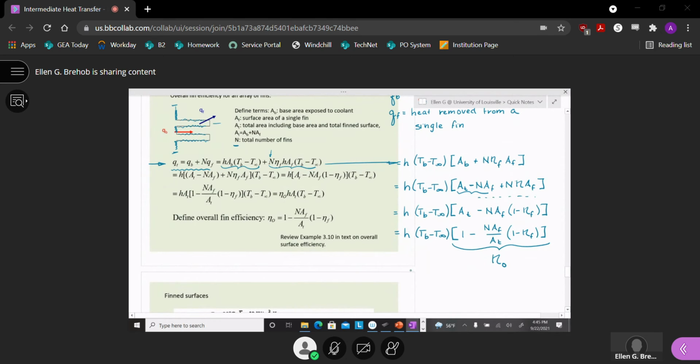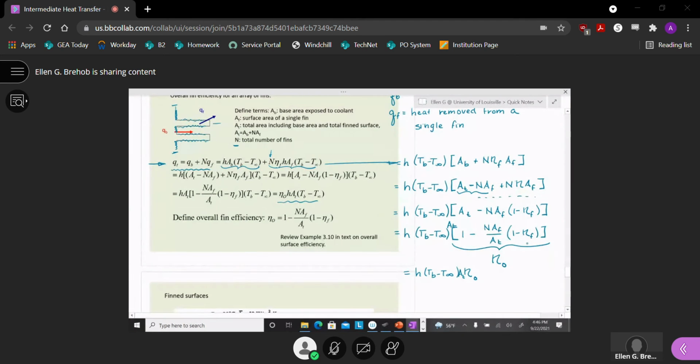So my last step is I could rewrite this equation as, whoa. Okay. You need an A_T up front, right? I need an A_T out front, and they have it over here, so they did it right, and I'm a total. Okay. And A_T's not part of overall surface efficiency. Okay. Overall surface efficiency has fin efficiency in it.